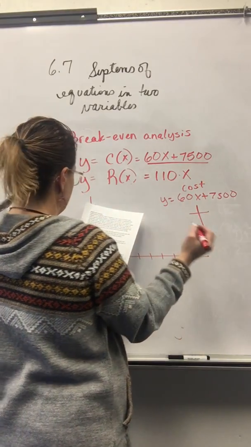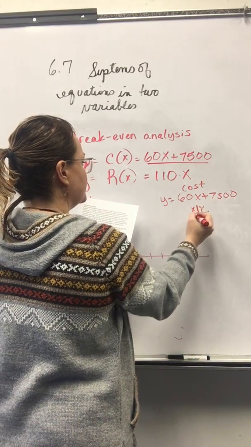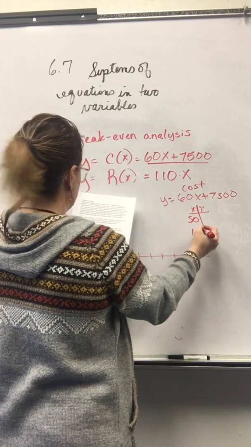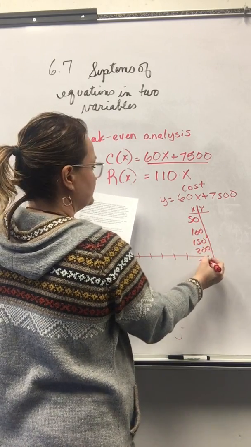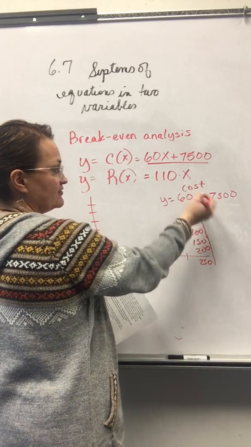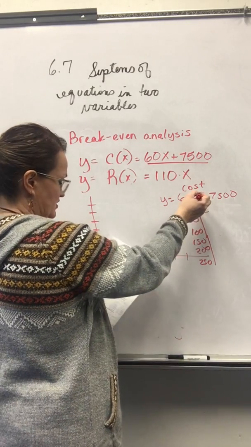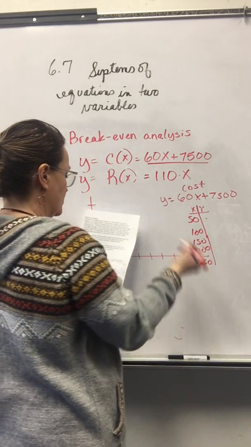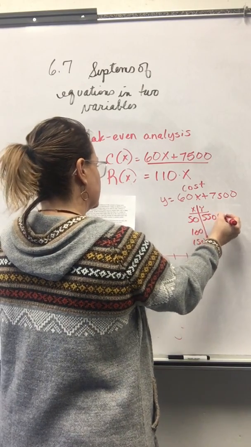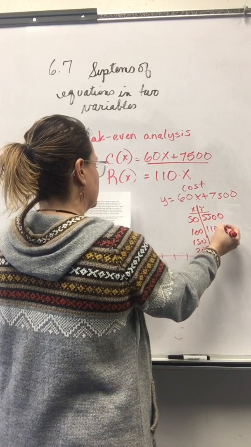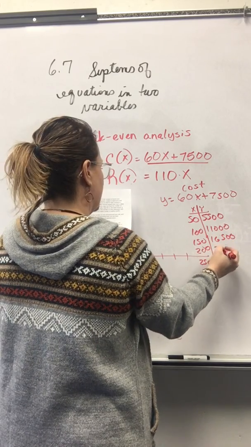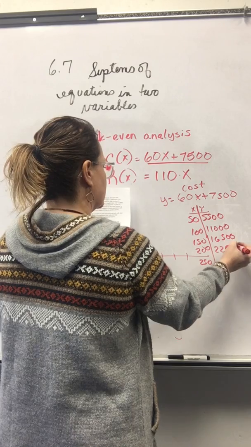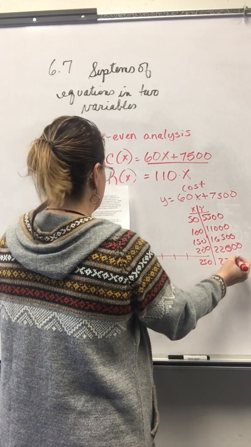And it says in part A, plug in 50 units, 100 units, 150, 200, and 250 to get some points. Plug that in for x. What if you sell 50 units? What is the cost? I've done that, and I'll give you some points here. And see how these would be hard to plot if you counted by ones. You'd have a hard time ever getting your graph big enough.